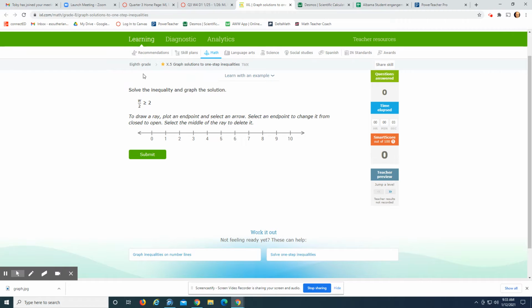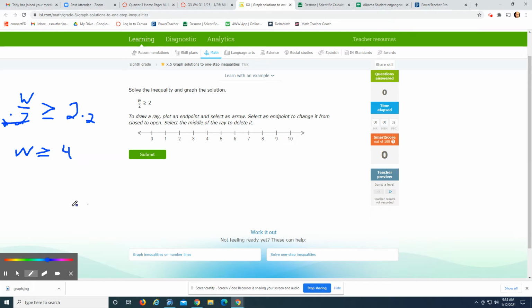So one-step inequalities, you solve them the same way that we did previously. So this says W divided by 2 is greater than or equal to 2. So to solve it, you're going to multiply both sides by 2 because you're going to do the opposite. These 2's are going to cancel. The W drops down. The sign stays the same. And 2 times 2 is 4.